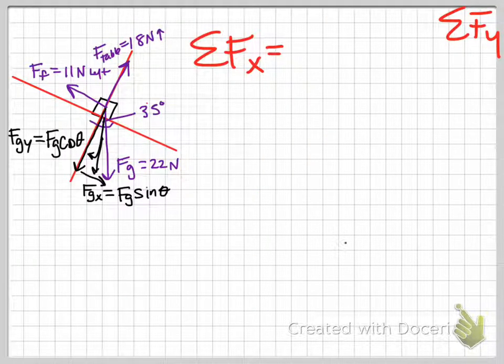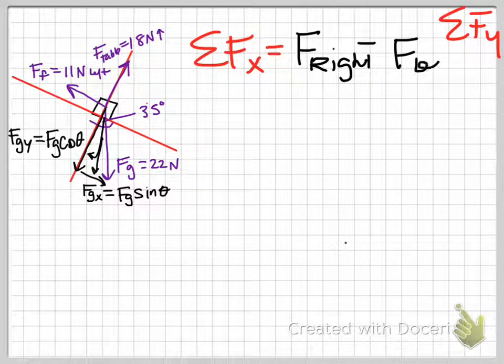Okay, so my sum of forces on the x is equal to all of my forces right minus all of my forces to the left. A quick word here about signs. As this is drawn on a Cartesian coordinate system, is the force of gravity on the x positive or negative? On a Cartesian coordinate system, positive or negative?